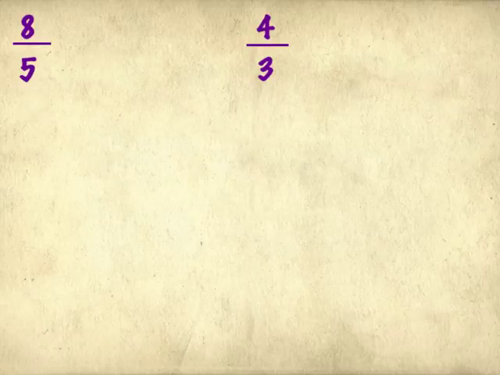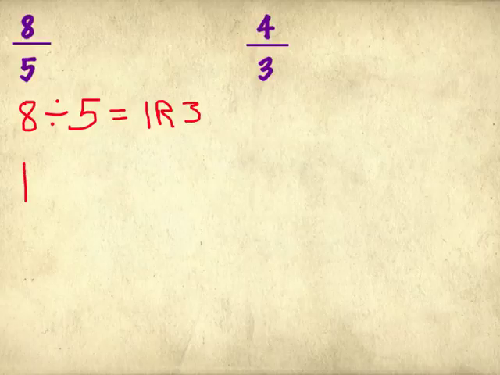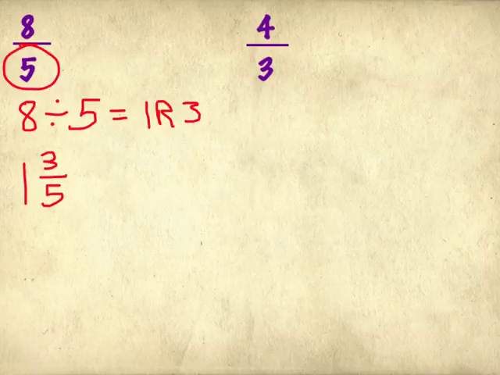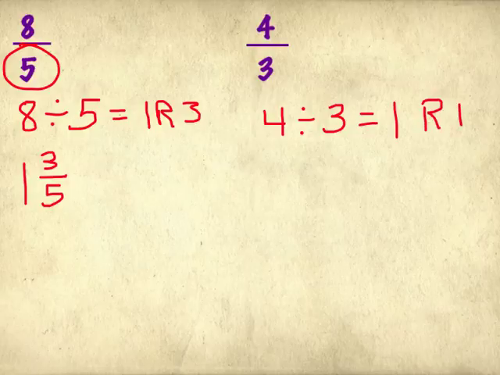So here I have 8 fifths, and what I can do to find my mixed number is go 8 divided by 5. 5 is going to go into 8 one time, and then 8 minus 5, there's going to be a remainder of 3, which means that my mixed number will be 1 and 3 fifths. And it's fifths. It's always going to be fifths because that's the fraction I'm working with. 4 thirds, same thing. I can go 4 divided by 3. My answer will be 1. I can get one group of 3 out of 4, and then I'll have a leftover, so a remainder of 1. So my answer will be 1 and 1 third.